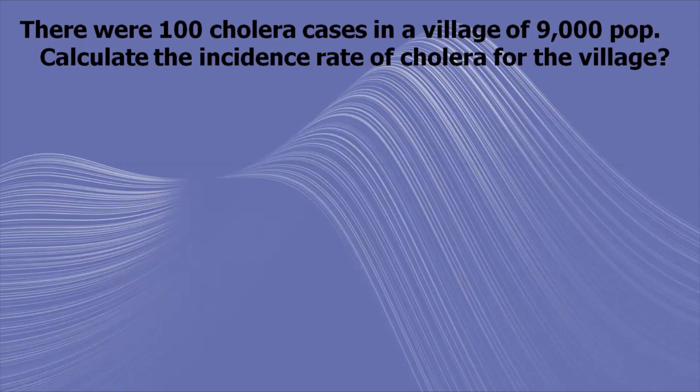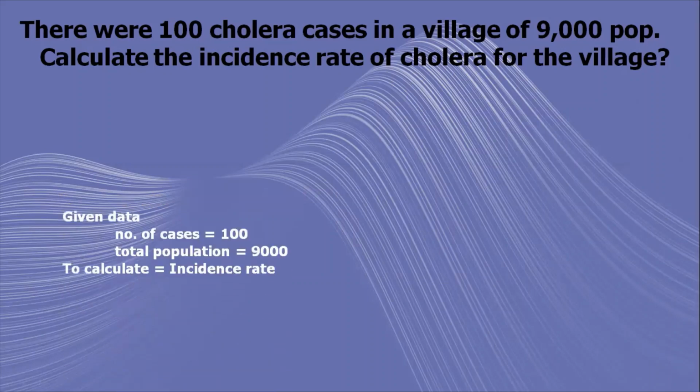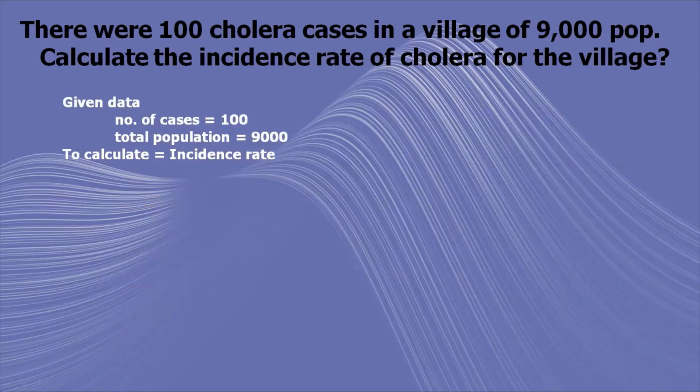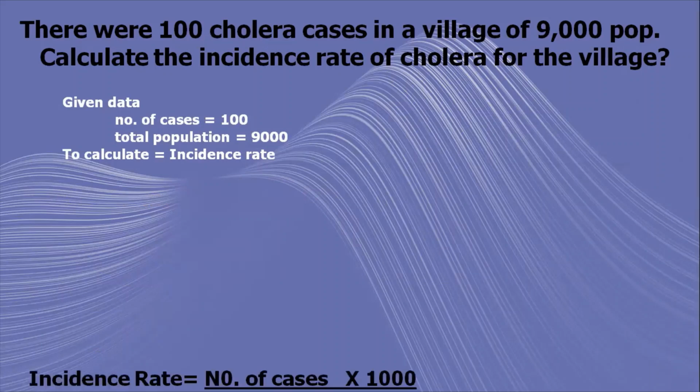There were 100 cholera cases in a village of 9,000 population. Calculate the incidence rate of cholera for the village. First you write down the given data. Number of cases are 100, total population is 9,000, and we have to calculate incidence rate.